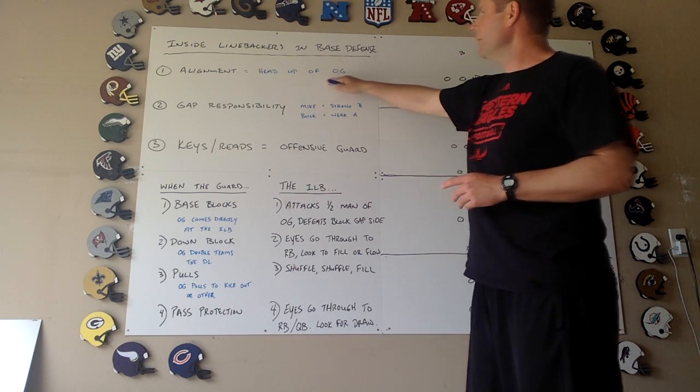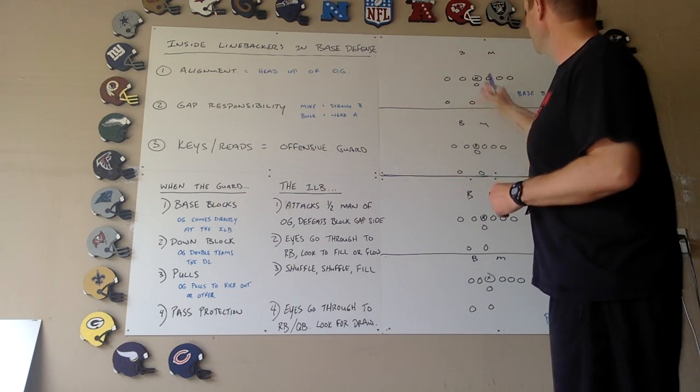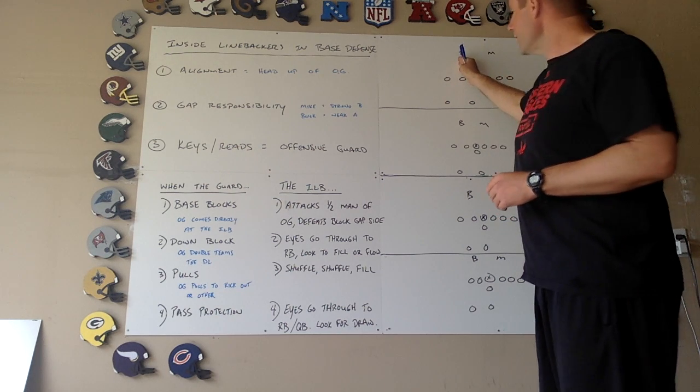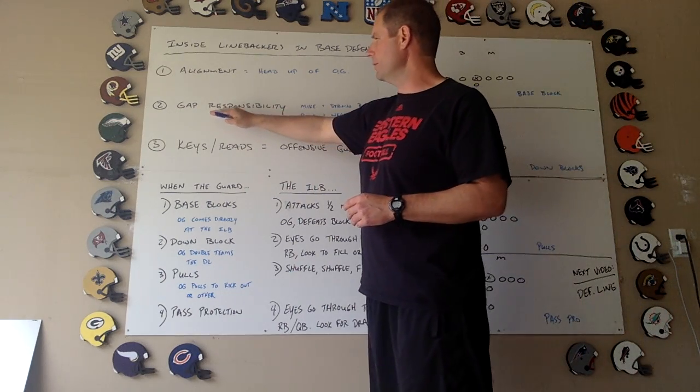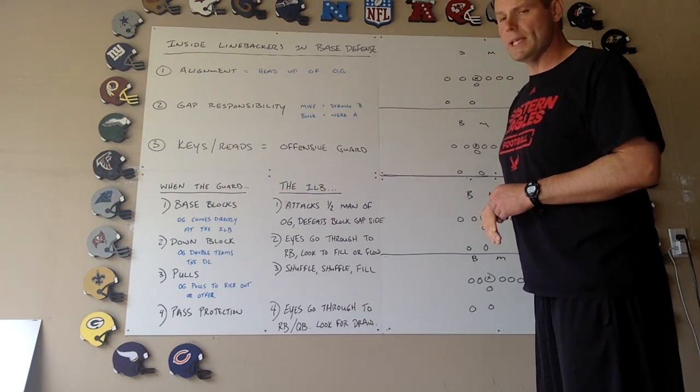Our alignment is going to be head up on the two offensive guards. And if you remember, we talked about our Mike being our strong side inside linebacker, and our Buck being our backside or weak side inside linebacker. But you two have gap responsibilities. And those gaps are, the Mike is equal to strong B.